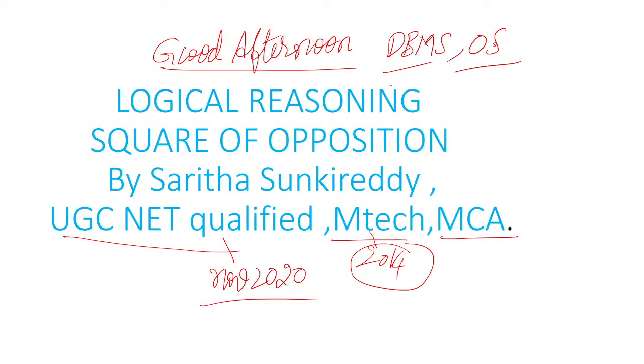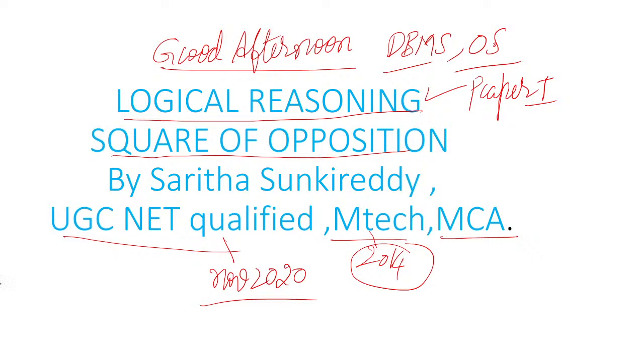Today I am here to discuss a topic of paper 1, logical reasoning. It is a part of logical reasoning. Every time, a maximum of 1 to 2 questions will come from this topic, square of opposition. Today I will clear all your doubts about what square of opposition is, and we will solve some previous year's questions also from square of opposition.